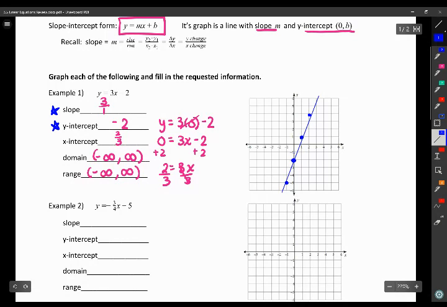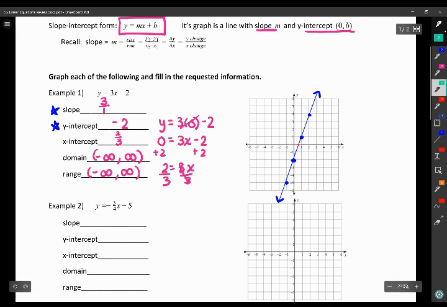I know my dots aren't perfect, but you'll notice as I make that line, see how it crosses at about 2/3. Again, it's probably not the best, but that works. Even though we didn't graph that 2/3, notice that this dot right here is about 2/3 between 0 and 1. That's just nice to help us know that we're doing it correctly.